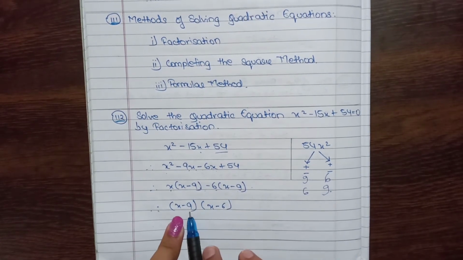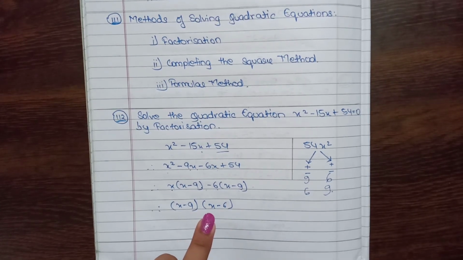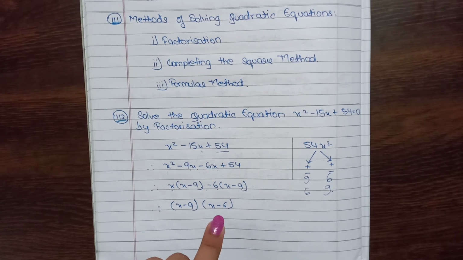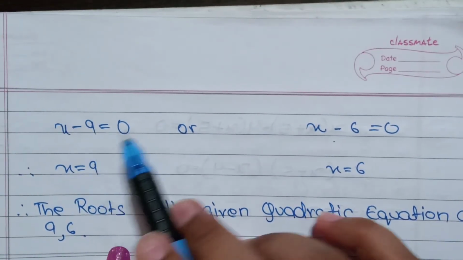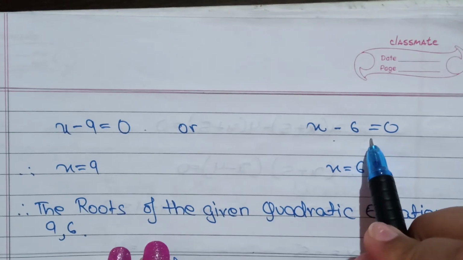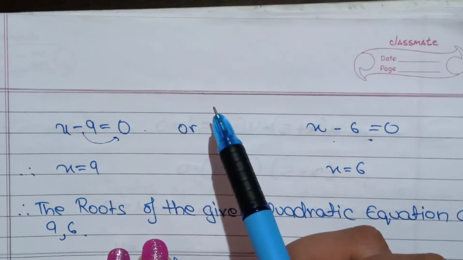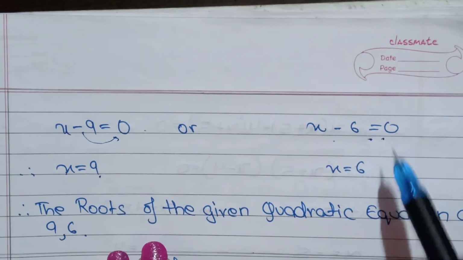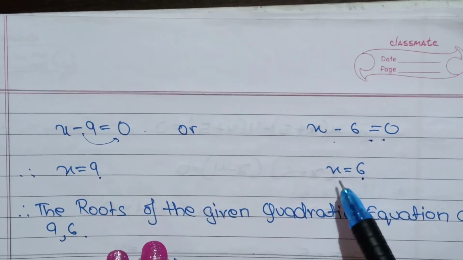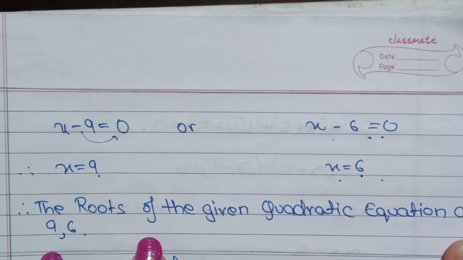Then after that we will get two equations, x minus 9 and x minus 6 equals to 0. So we have to make these two equations and find the value of x. So let's see further. Here you can see we have two equations, x minus 9 equals to 0 and x minus 6 equals to 0. So this 9 will come over here and it will convert into a plus sign. So x is equal to 9, and the same with 6, it will come over here and convert into plus. So x is equal to 6. So the roots of the given quadratic equation are 9 and 6.